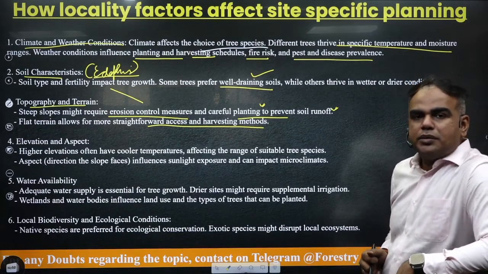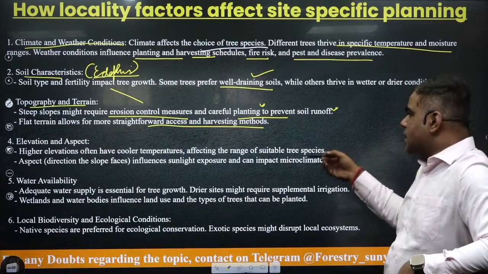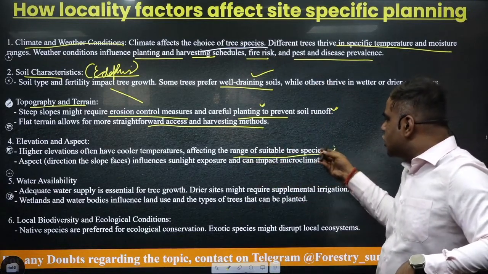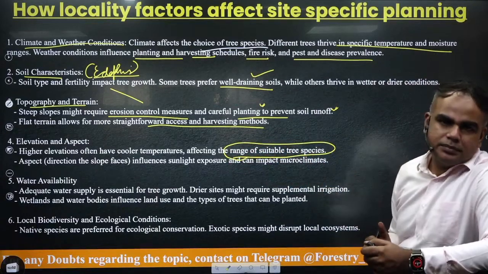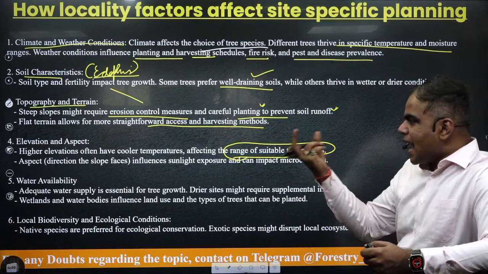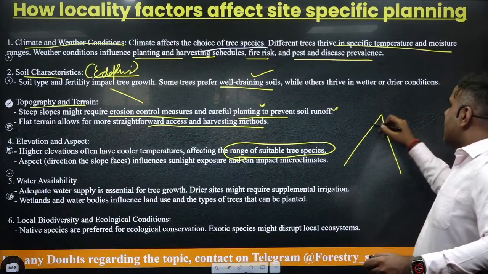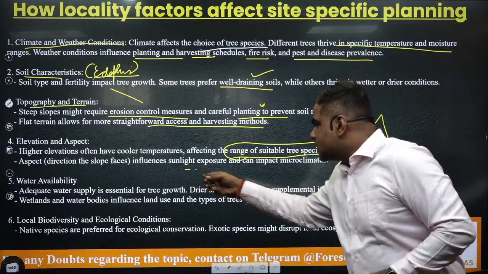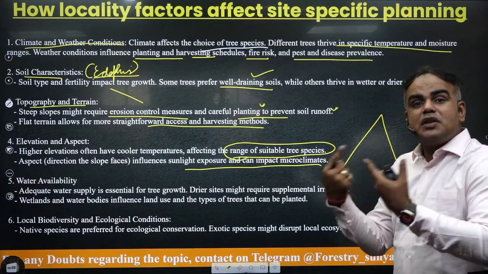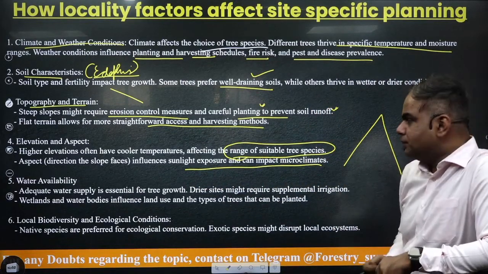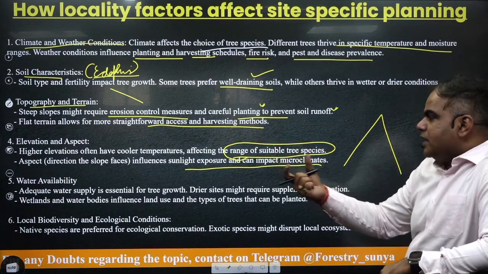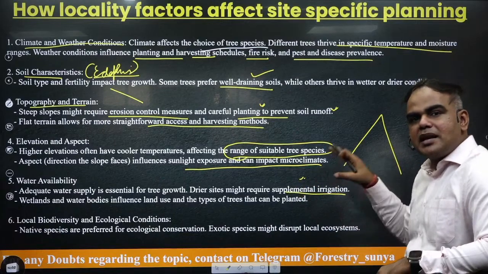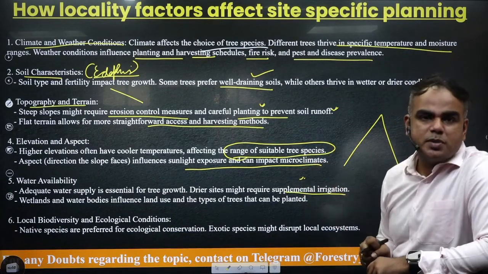Talking of elevation or aspect, remember higher elevation has cooler temperatures, so the suitable trees will be limited here. Aspect means the direction the slope faces towards the sunlight; it influences exposure, which we have also seen influences the microclimate. Water availability: drier sites will require supplemental irrigation, but this will require drought-hardy species.